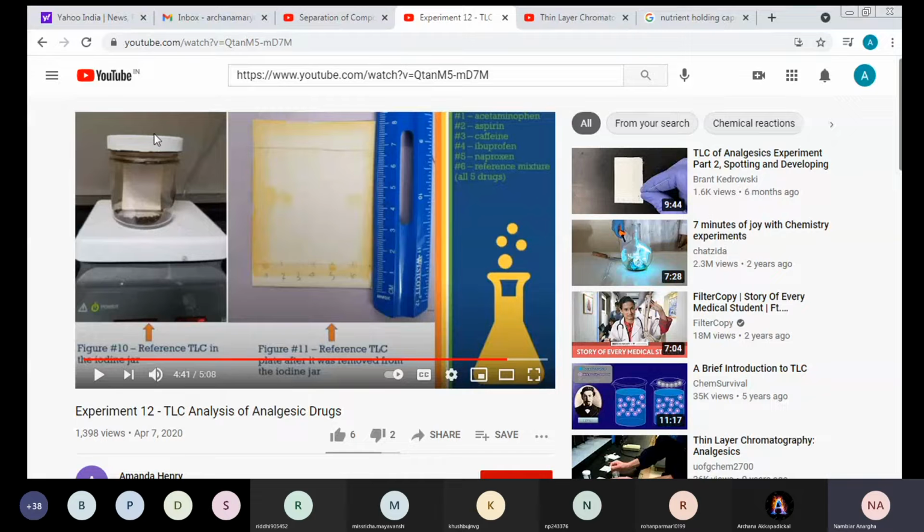It is almost the same, but this is just a jar. The glass portion of the jar here, in our case we use a beaker. The lid that closes the bottle here, in our case we use a watch glass or petri dish. Right, it is almost the same, and the separation looks like this. The TLC plate looks like this when we place it in the iodine chamber. Clear? Are you understanding?